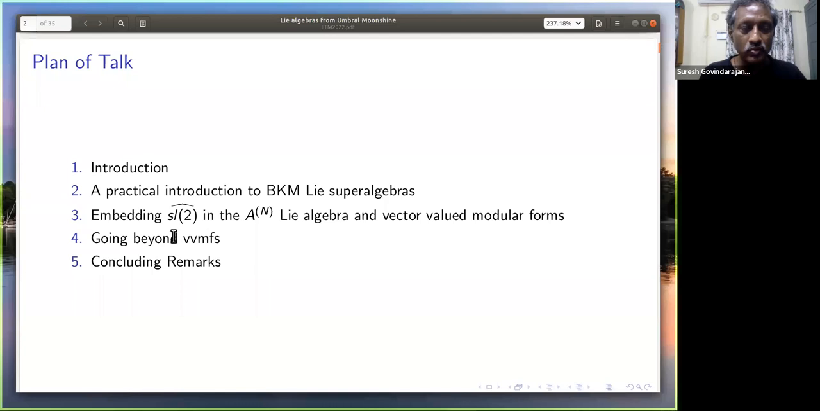Our work is to embed an affine SL2 into a class of Lie algebras or potential Lie algebras. From that, we extract some vector valued modular forms and we characterize them completely. The next step is to go beyond these vector valued modular forms and ask if we can completely characterize the Lie algebra from some objects that we will start working with. I'll explain what those are and then I'll continue.